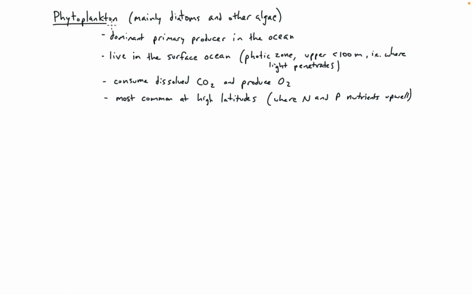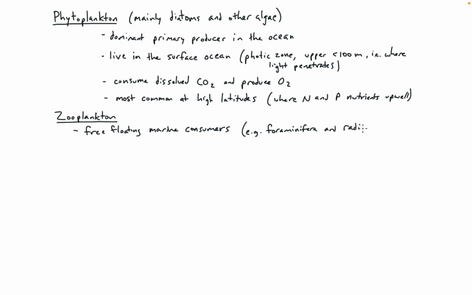Okay, so they're the base of the food chain in the ocean, and they get eaten up by zooplankton. These are free-floating marine consumers. And just some popular ones: foraminifera, radiolarians.